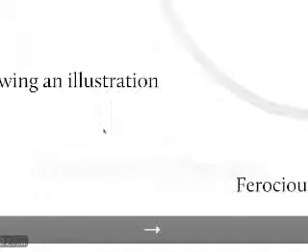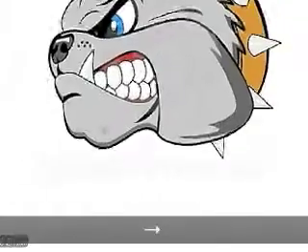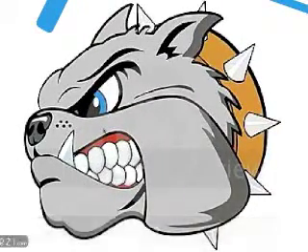Acting them out or drawing an illustration. Movement and images are proven ways of helping English language learners absorb and internalize meaning. For ferocious, I could draw something that is very angry looking.